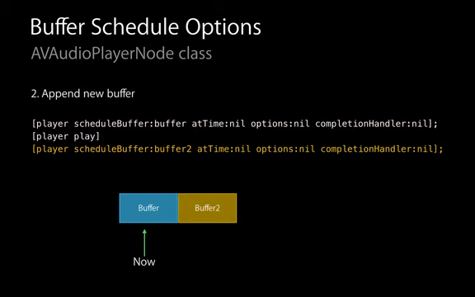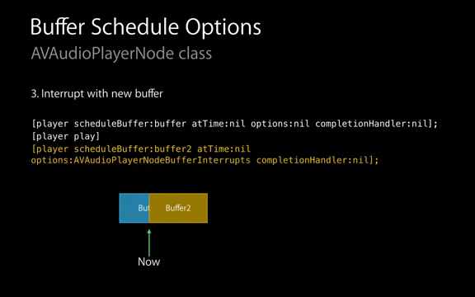If you have a buffer that's playing now, and you want to append a new buffer, it's the exact same call. You schedule the new buffer with the option set to nil. And so the new buffer gets appended to the queue of currently playing buffers. On the other hand, if I want to interrupt my currently playing buffer with a new buffer, I can schedule the new buffer with the AVAudioPlayerNodeBufferInterrupts option. So that will interrupt the currently playing buffer and start playing my new buffer right away.